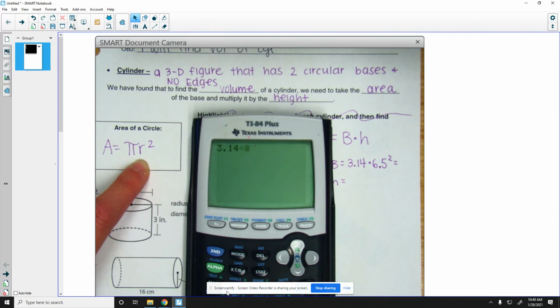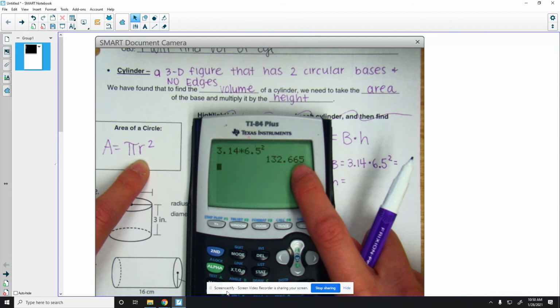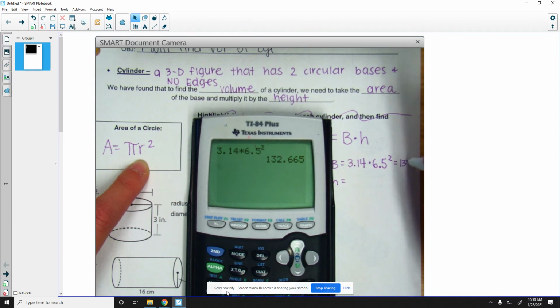So I'm going to go 3.14 times 6.5 squared. And then let's just round it to two decimal places. 132.67. So that's my capital B.